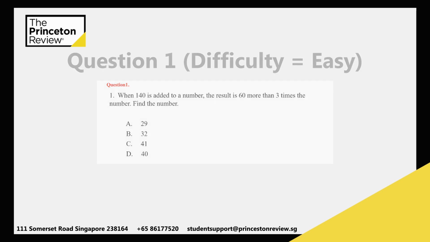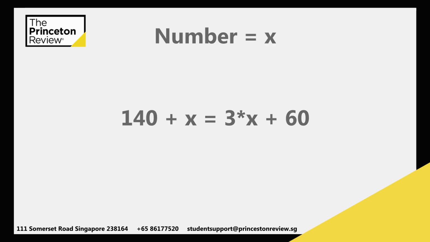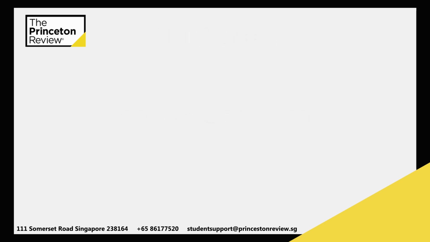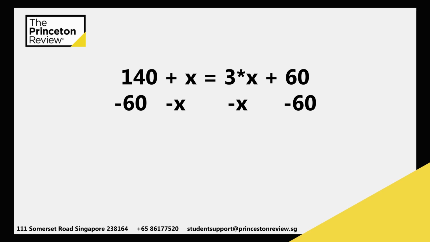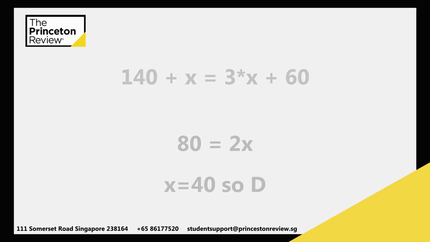With question 1, it could be easier to see the final question in numeric form. So let's set up an equation. Let's have the number represent the variable x. Looking at the question, we can see that 140 plus x is equal to 3 times x plus 60. There we can use algebra to solve the equation. So we subtract 60 on both sides and subtract x on both sides, leaving you with 80 equals 2x. Divide both sides by 2 and x equals 40. So question 1 is D.